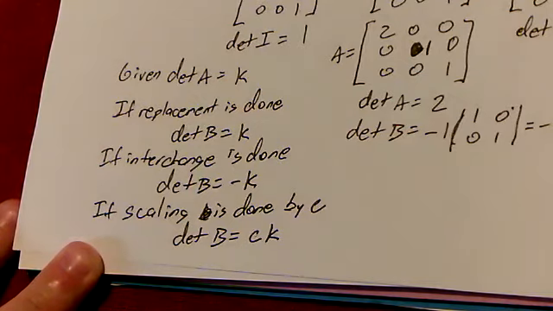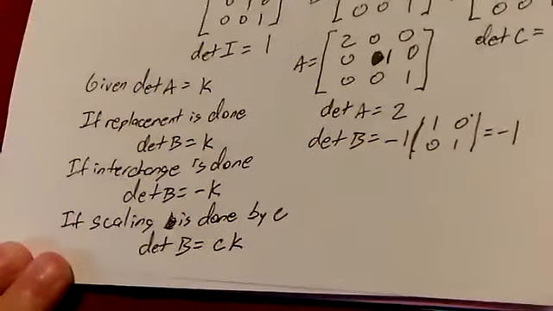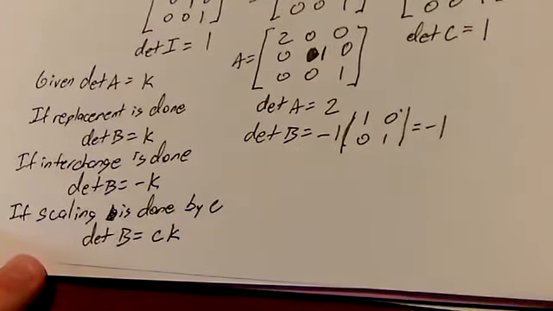So if you scale, you simply multiply the determinant by that factor. If you interchange, you make it negative, you switch the sign. And if you do replacement, then you leave that determinant the same.